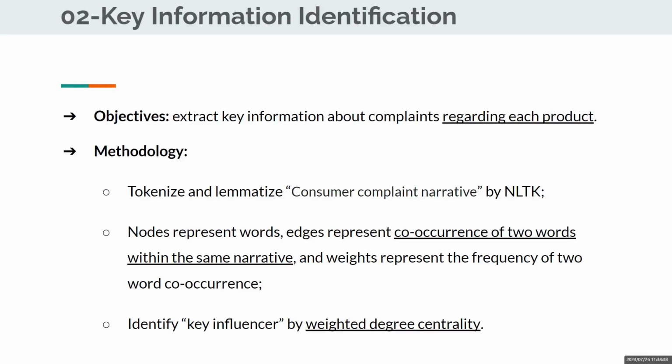In this part, the objective is to identify the key information about complaints regarding each product. For the methodology, I firstly tokenized and lemmatized the consumer complaint narratives with the NLTK library in Python. Second, I set nodes to represent the words, edges to represent the co-occurrence of two words within the same narrative, and the weight to represent the frequency of two words' co-occurrence. And last, I also identified the key influencers by weighted degree centrality.